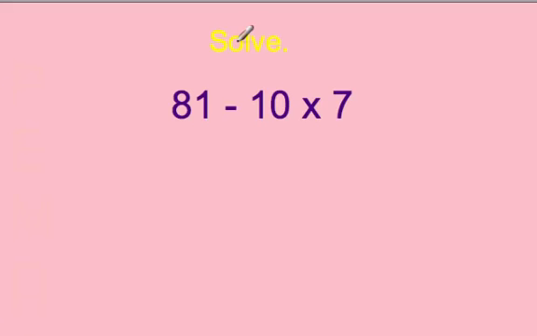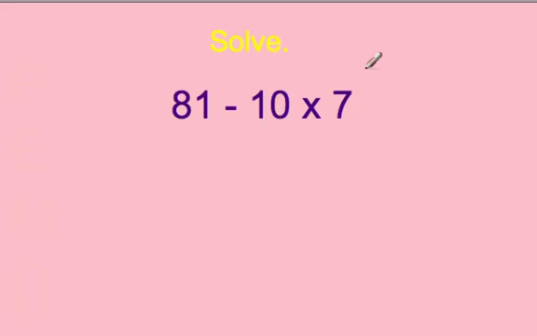So the directions just say solve, and when it says solve, it just means use the operations given and figure out the answer. When you figure out the answer, you don't use an equal sign. These are called numerical expressions. They just use numbers and operation signs. So we don't use equal signs anymore.